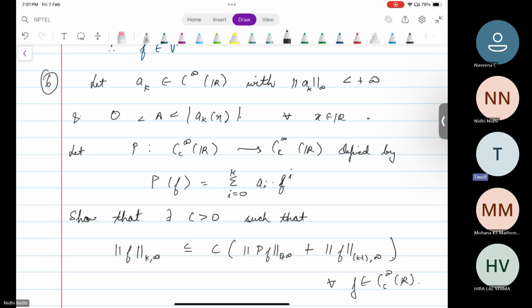The capital A that you have defined, is it a scalar value? It's a constant, positive number. Okay.